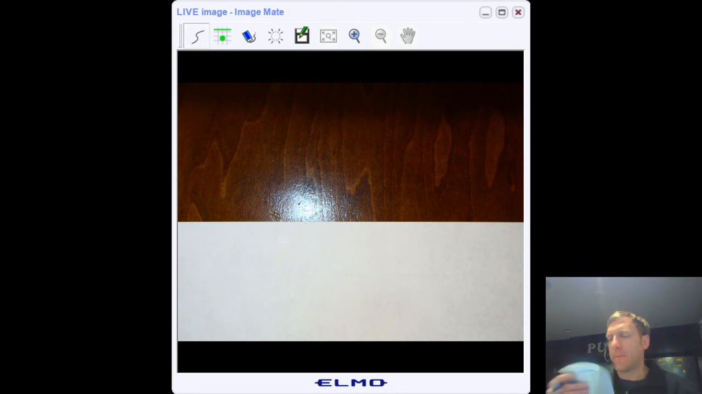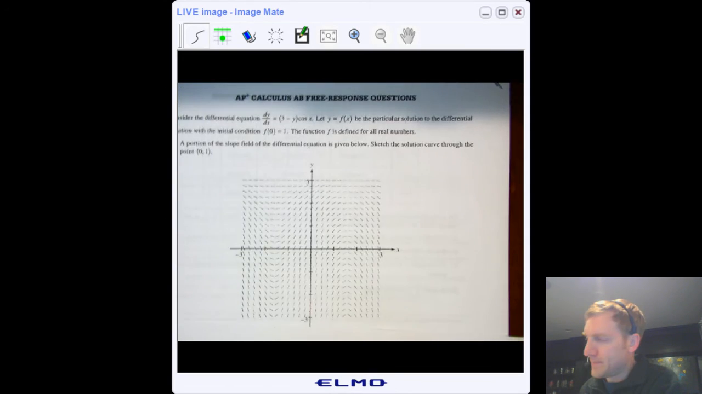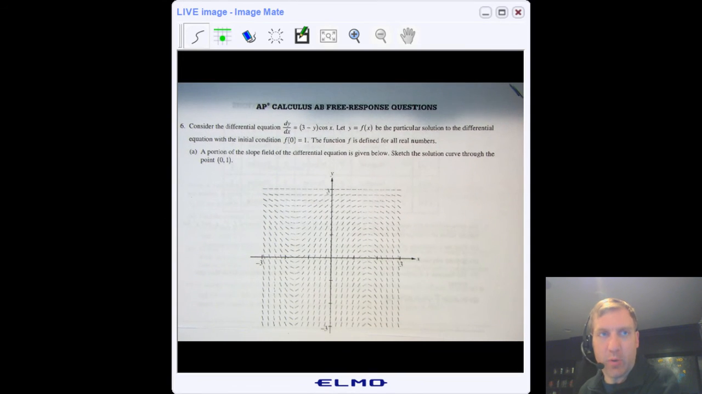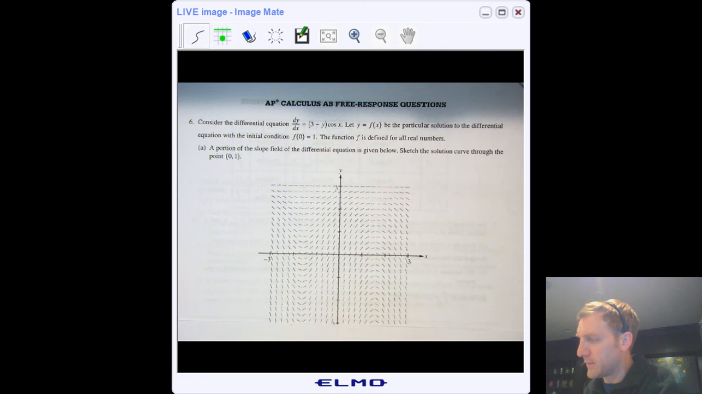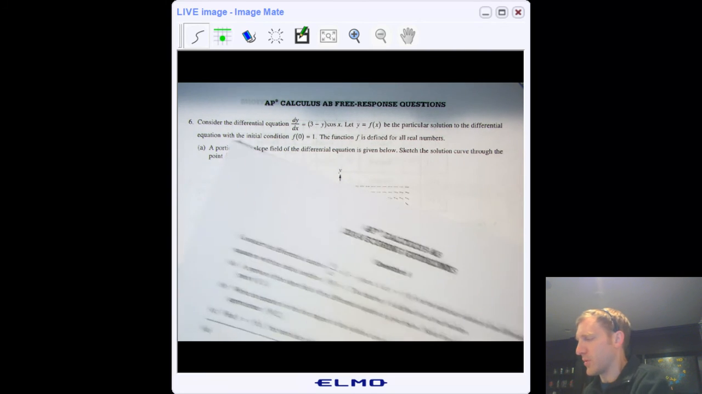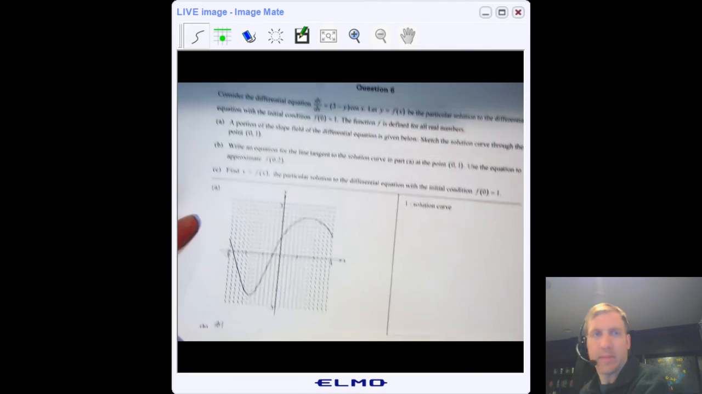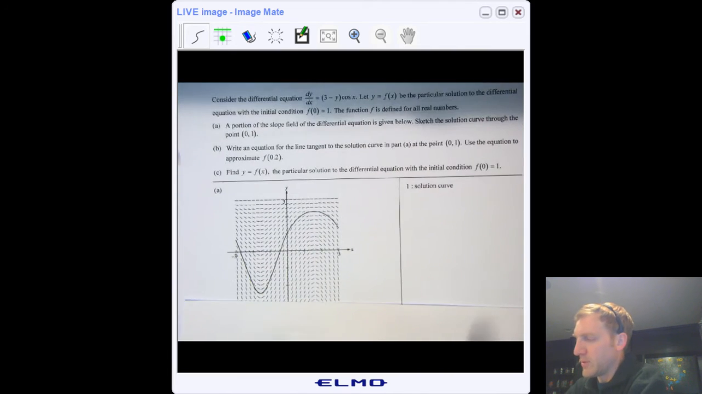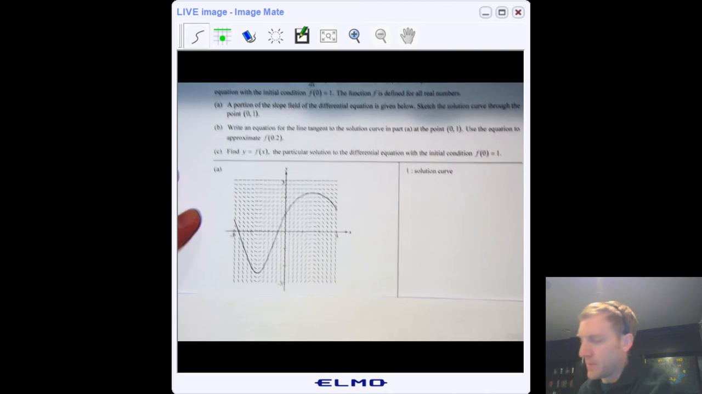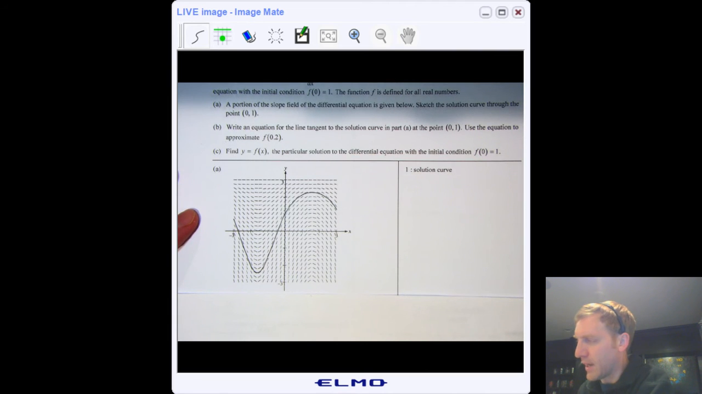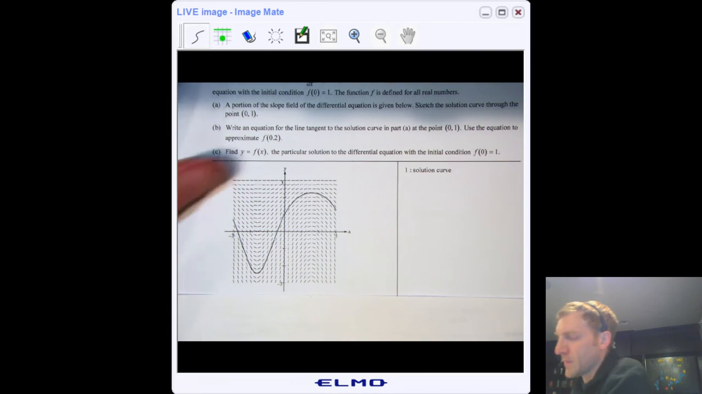One more to go here. Last one gives you a differential equation and a slope field. Draw the solution curve through the point 0, 1. I'm just going to go to the scoring guideline for this one. I didn't draw it out myself on paper. I wanted to use the slopes there, but there you go. Just follow the slopes and 1 point there. Okay, not too much.